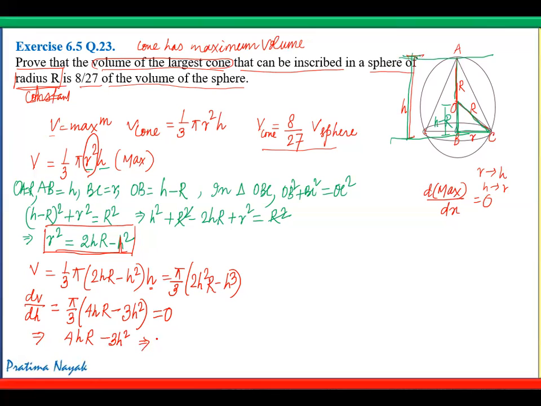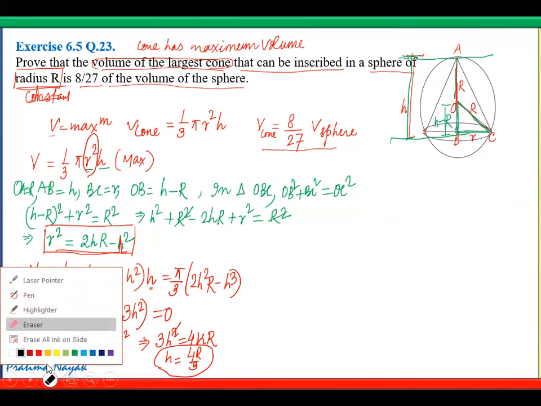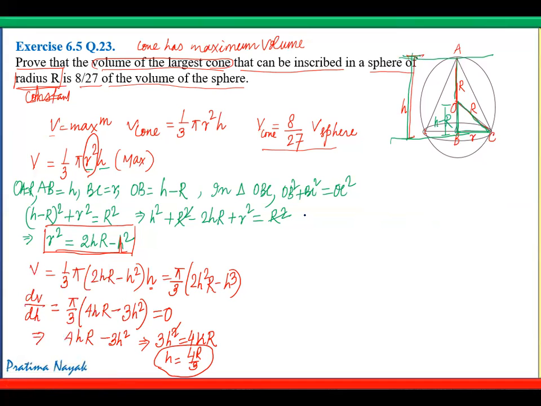or 3H square is equal to 4HR, or 3H is equal to 4R, or H is equal to 4R by 3. H is equal to 4R by 3. This is a relation, we got it. Now let me make some space here. Always try to write in a compact space so that it is easy for the invigilator to check.